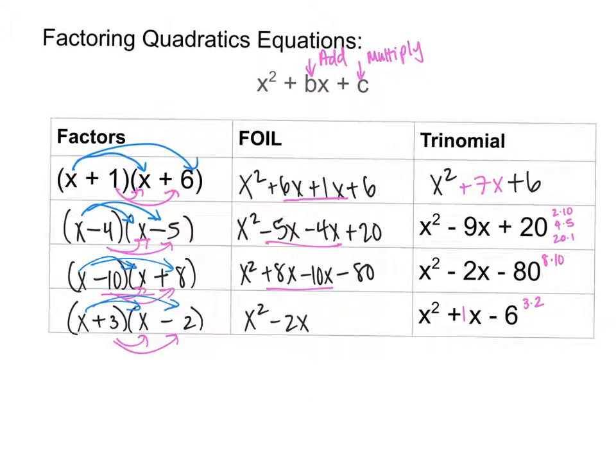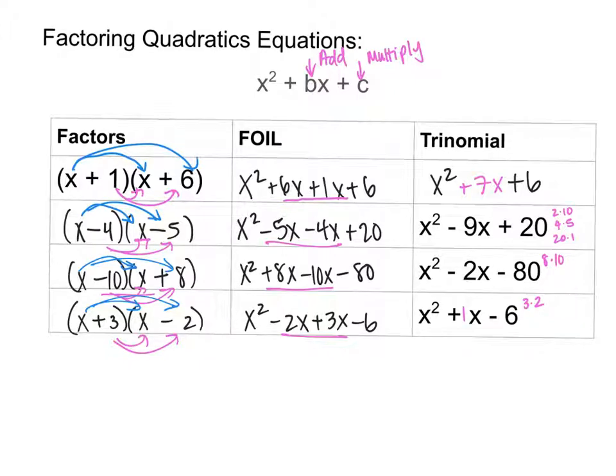So I get negative 2x plus 3x minus 6. And so it does look like the middle term will add to give me 1x. All right, so to wrap things up here, it looks like in order to factor a trinomial, for the last term we're going to find its factors that multiply to give us that number, but then add to give us the middle term.